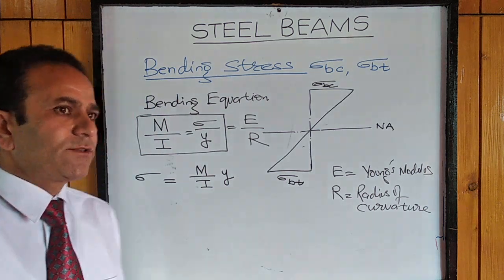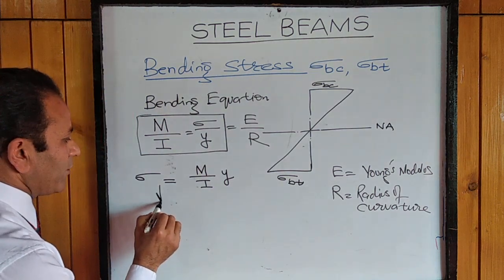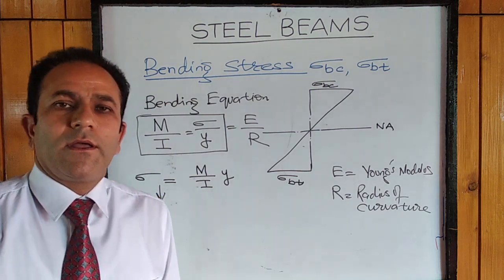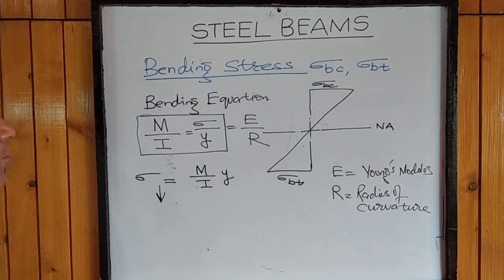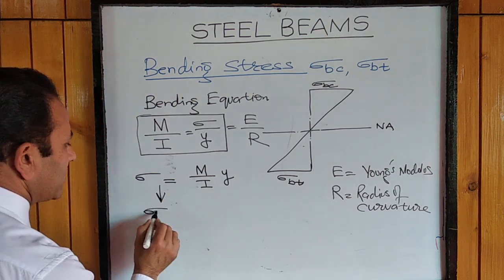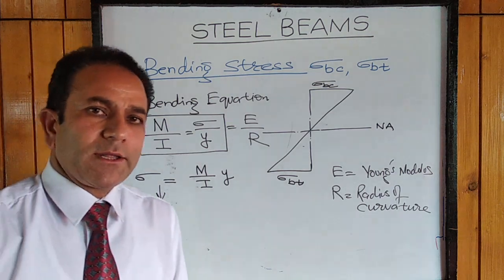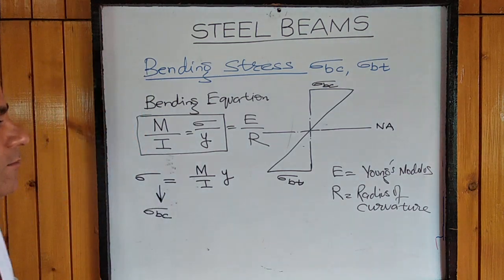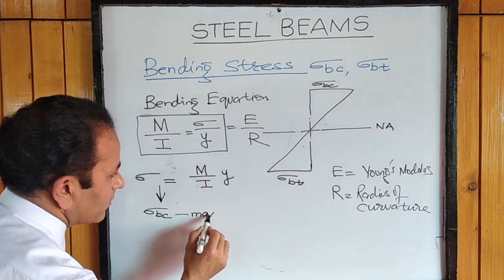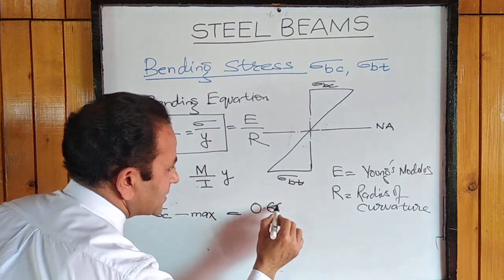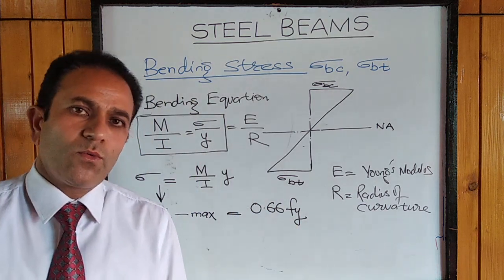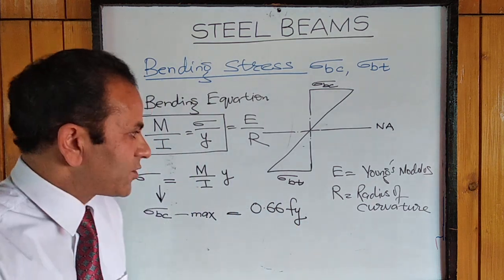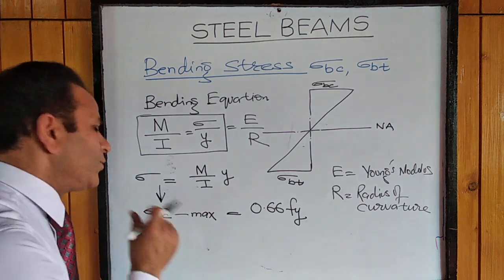Then bending stresses for a steel beam depend upon the type of the beam, whether it is laterally supported or not laterally supported. We will discuss that also. Depending upon that, the values of this sigma bc can be taken from a table provided in the IS code, or we can take the maximum value for this particular bending stress. The maximum value is 0.66 times the yield stress of steel. So this is the maximum value in certain conditions. And if those conditions are not met, as we will see, then we will have to reduce this particular value for a steel beam.